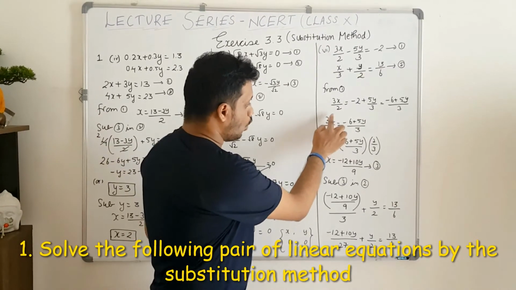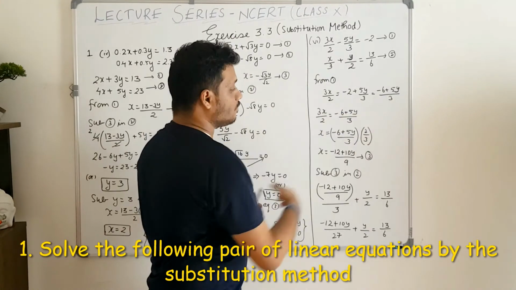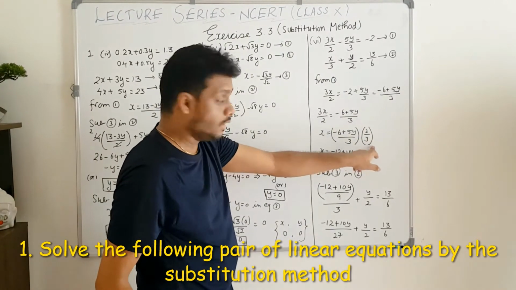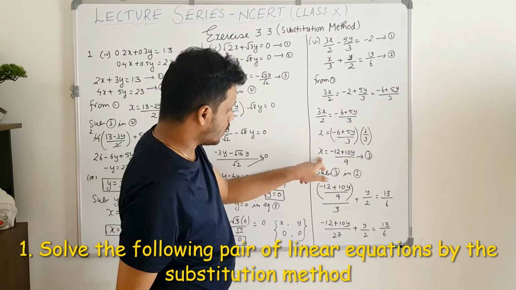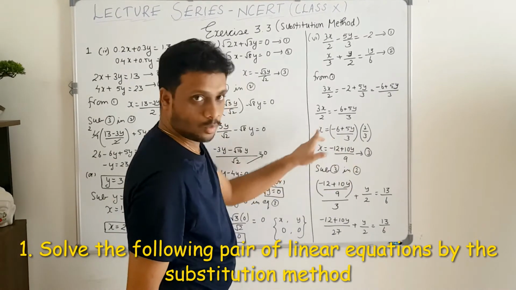So if I want to get only x, I need to take this 3 by 2 to the other side. So 3 by 2 taken to the other side will become its reciprocal, which is 2 by 3. So my new x value will be minus 12 plus 10y by 9. So this is my third equation.